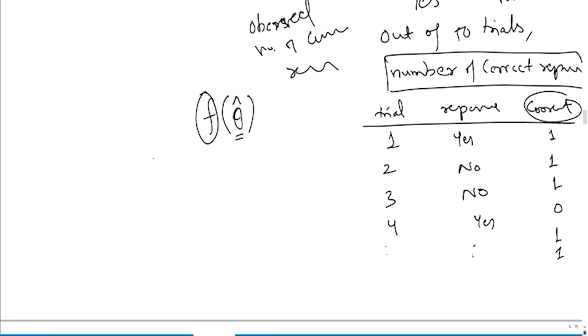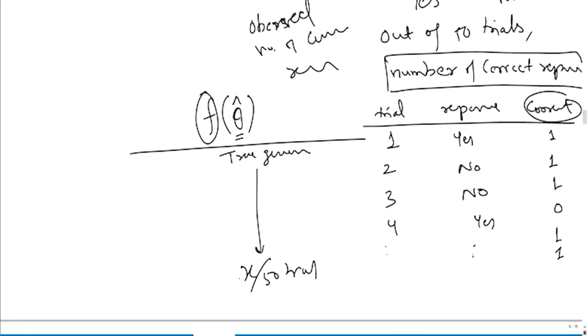In the Bayesian framework, we do it like this. Let's say your data is that x correct responses are observed out of a total of 50 trials. We do not know what the true generative process is. So we assume that this observed number of correct responses comes from an underlying distribution f of theta.